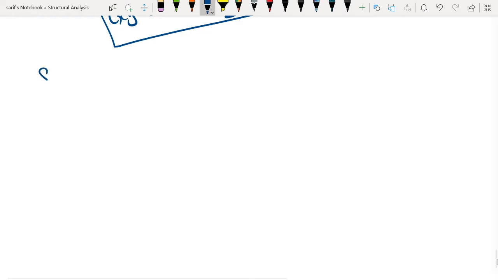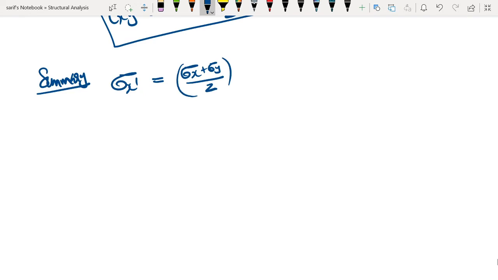Summarize the results. So the summary of stresses on inclined planes is sigma x dash. Sigma x dash is the stress along the x dash plane. How do we find that? That is going to be sigma x plus sigma y divided by 2. This is the first term.